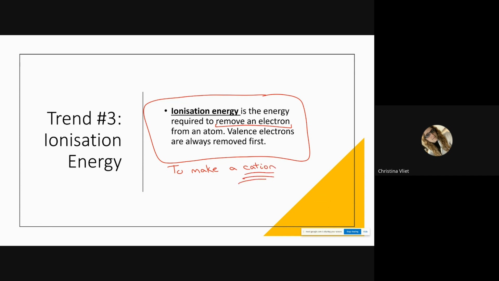Take away an electron, to make something that's positively charged. It is important to note, and I've said this before when we did the electron configuration for cations, valence electrons are the electrons that are removed first. Those are the electrons that are farthest away from the nucleus. So this is a trend we can actually draw from the periodic table.